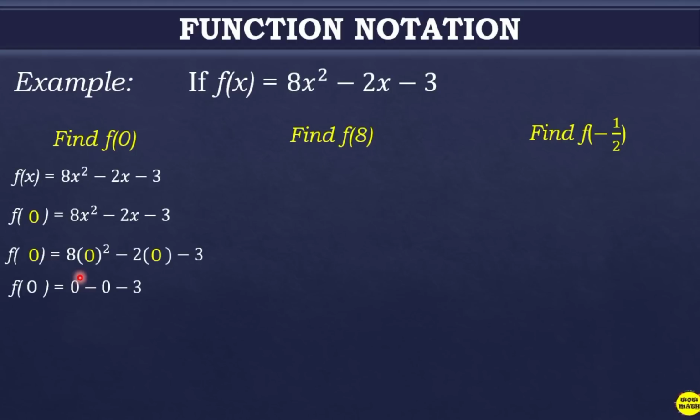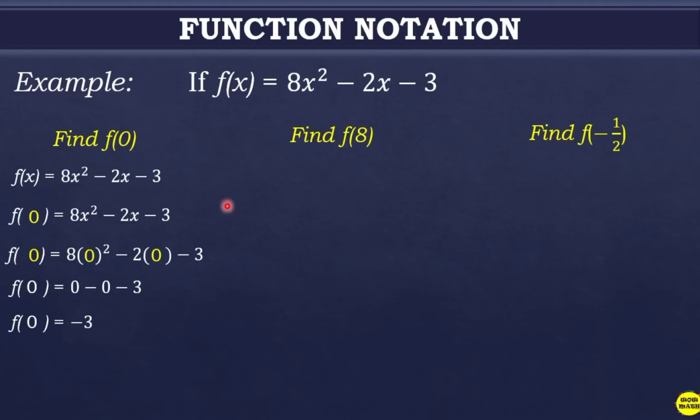Okay, so we will get f of 0 is equal to, this is 0 squared is 0, so 0 times 8, that is already 0. And then 2 times 0, that is still 0. So we have negative 3. So 0 minus 0 minus 3, that is negative 3. Okay? So f of 0 is equal to negative 3.